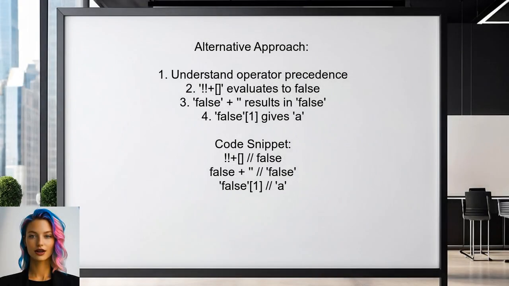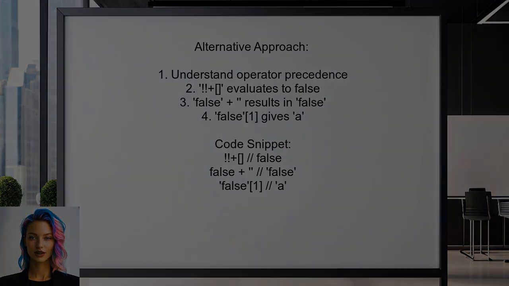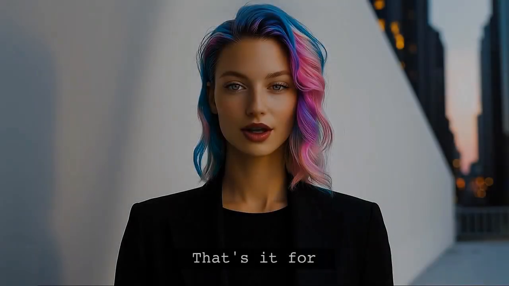This user explains that understanding operator precedence and typecasting in JavaScript is key. They point out that the expression starts with plus, which evaluates to false. When you concatenate false with an empty string, it becomes false. Then they highlight that false at index 1 gives us A. That's it for that response.